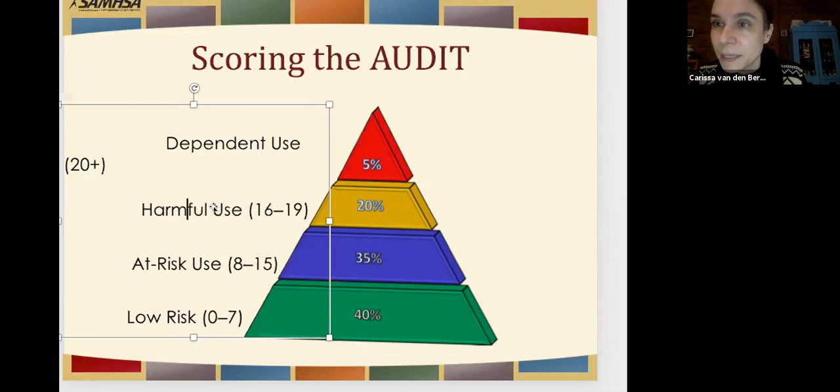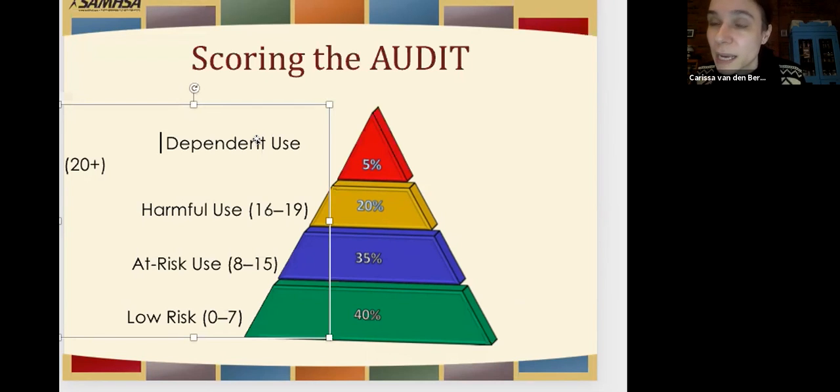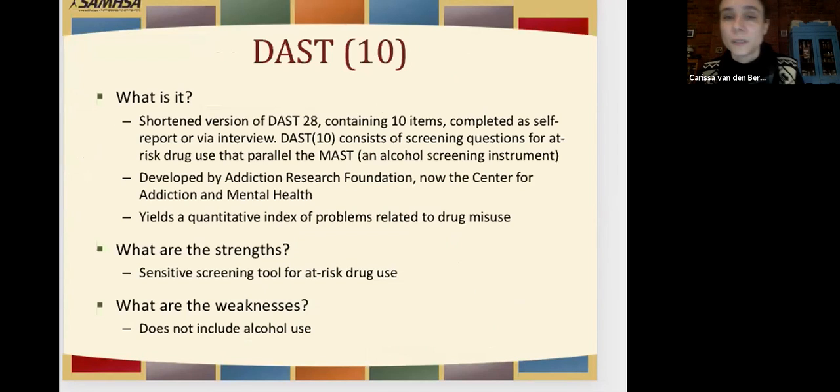So this is a time to get people connected to behavioral health, 12-step groups. You may consider outpatient alcohol use treatment as well. And then the dependent use group, this is definitely where they consider inpatient or outpatient treatment. And again, you have to get a score of 20 or more to get to dependent use. Harmful use is 16 to 19. So there's a range there of behavior.